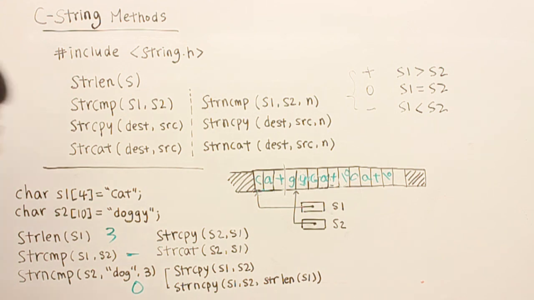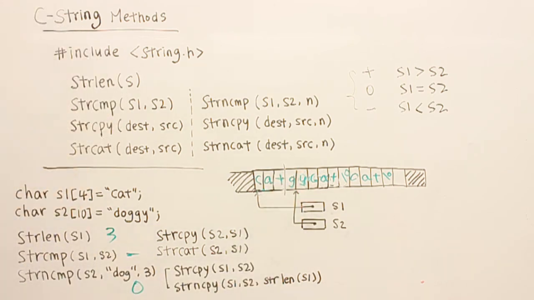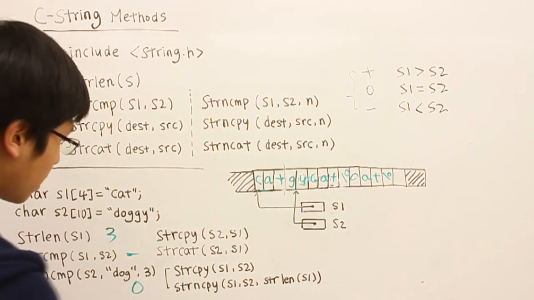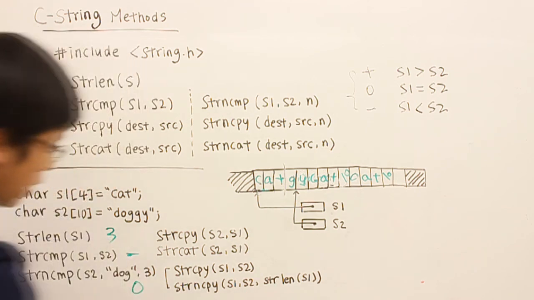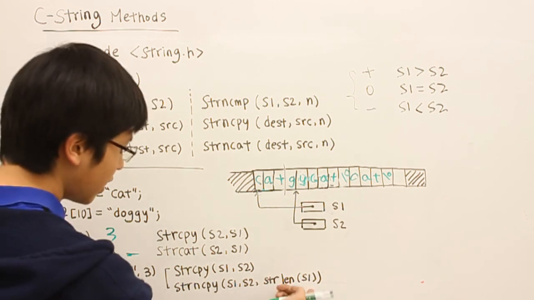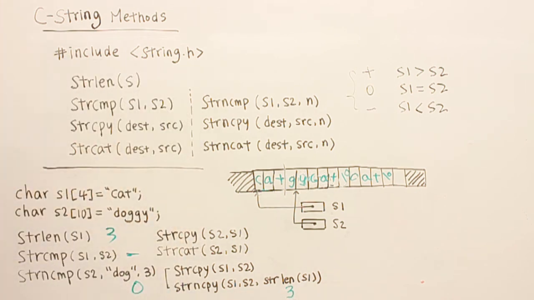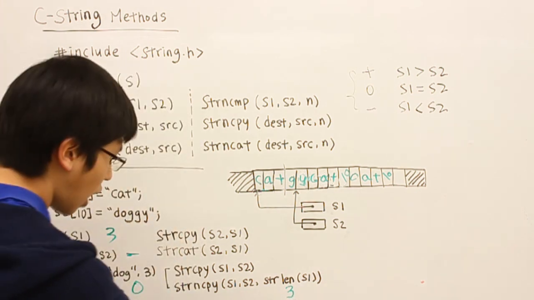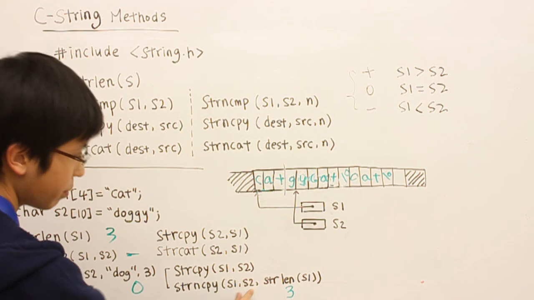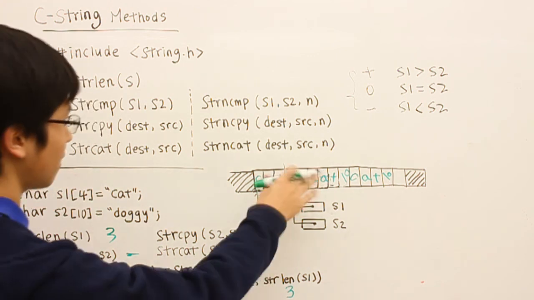So now when we refer to S2, it has a bogus string, which is gy cat, and that's kind of weird, right? So in order to prevent this case, that's why we have strncpy. We're going to do something like this. And in this case, strlen S1 was 3 before, right, when it was cat. And we're just going to copy 3 characters from S2 and put them into S1. And if we do that, then we can prevent this kind of disaster.